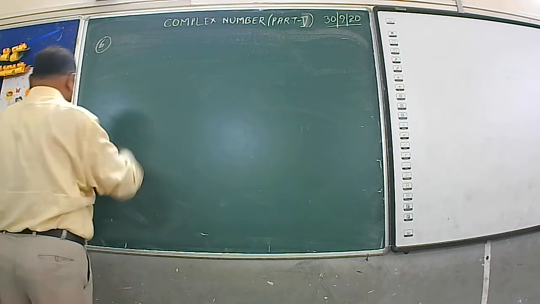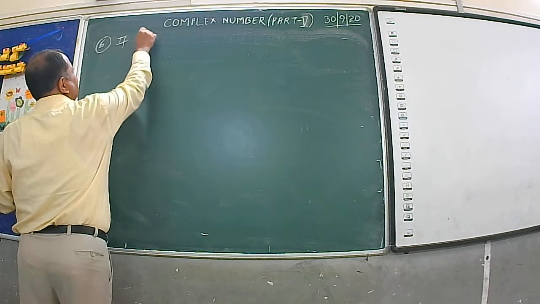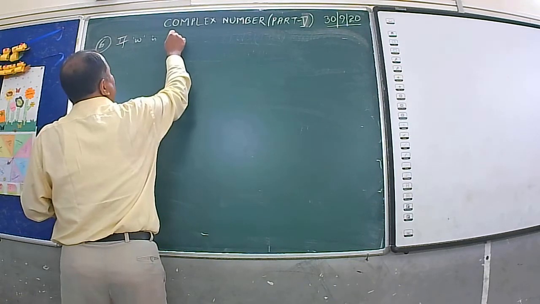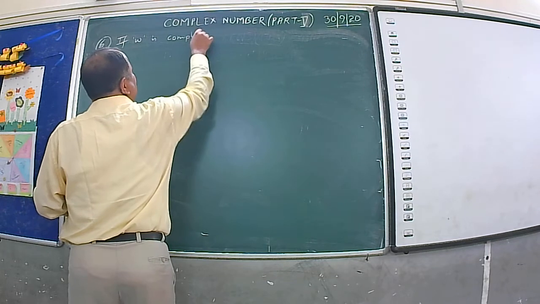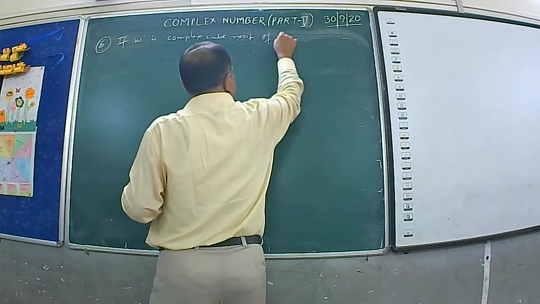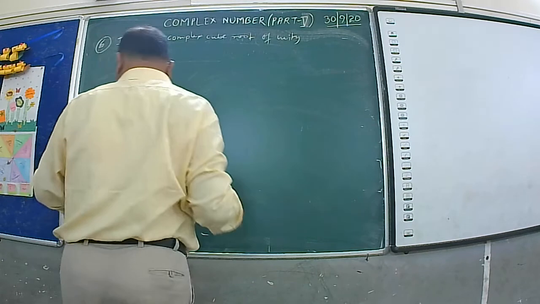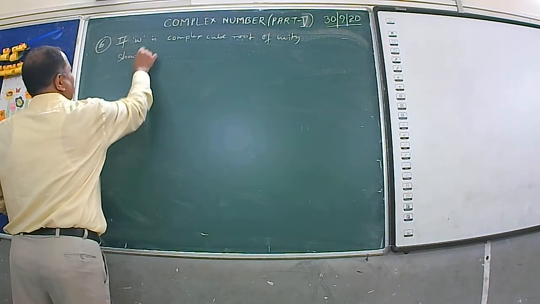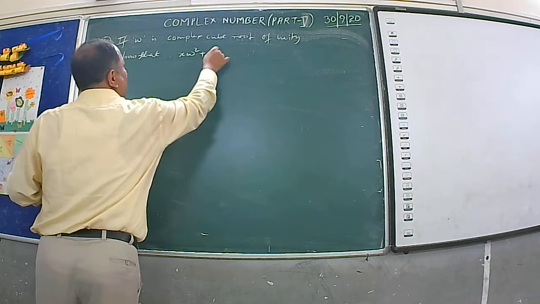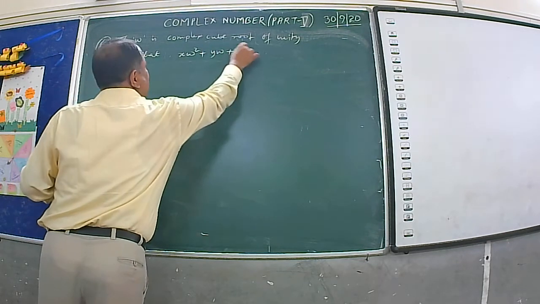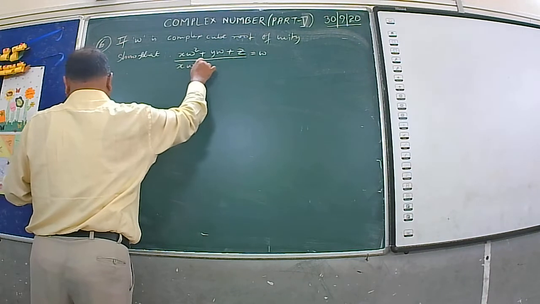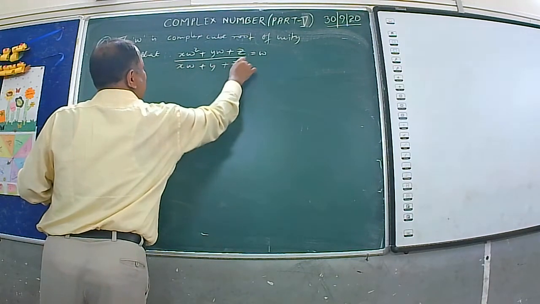If omega is a complex cube root of unity, show that x omega square plus y omega plus z over x omega plus y omega square plus z equals omega squared.